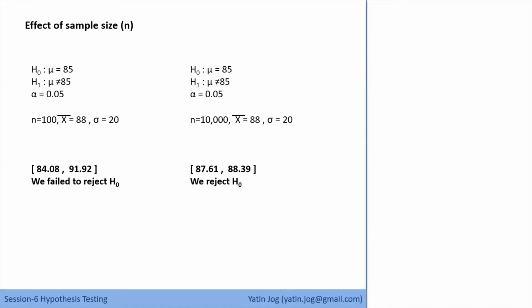If you calculate the interval with 100 data points, it comes as 84.08 to 91.92. And if you calculate the interval for 10,000 data points, it comes as 87.61 to 88.39. Now my H0 says mu equal to 85. And 85 belongs to the accept range of the first scenario, but 85 does not belong to the accept range of the second scenario. So with the same mean, same standard deviation, at the same confidence level, one researcher will fail to reject the H0, whereas the second researcher will reject the H0.